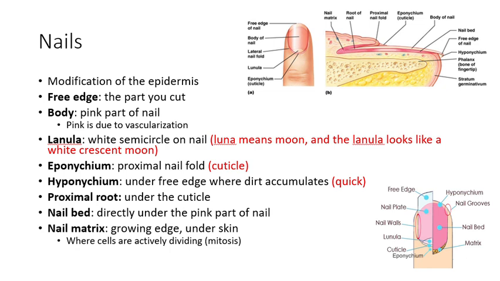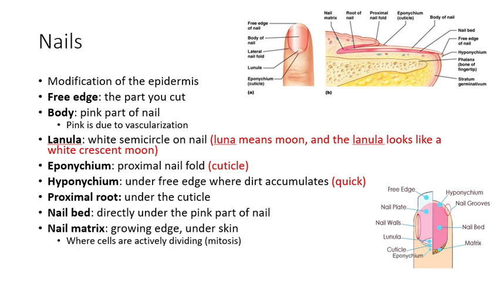Next, we're going to hit the basics for nails. For nails, we want to know they are a modification of the epidermis. The part you cut is called the free edge. The body of the nail is the part you don't cut, between the free edge and the cuticle. If you press down on your nail, it's the pink part. That pink color is actually due to vascularization under your nail, coming from the nail bed. So that's directly under the pink part of the nail.